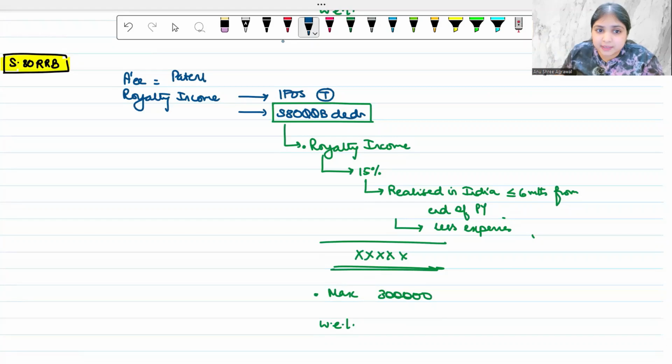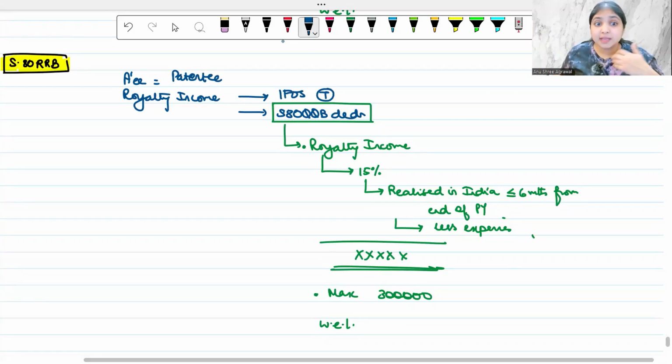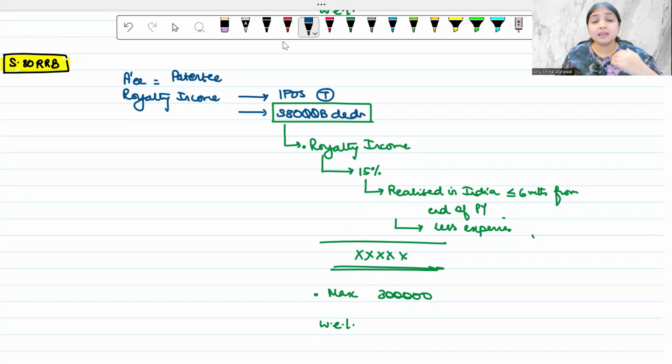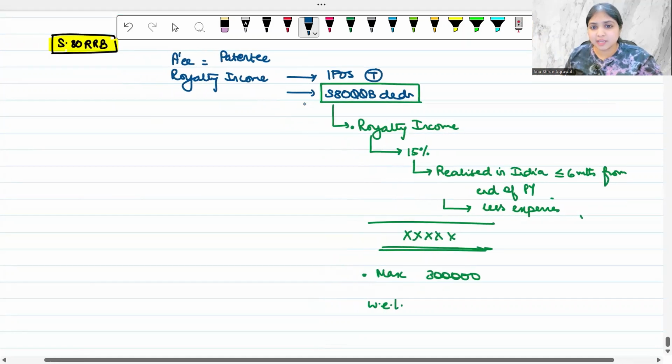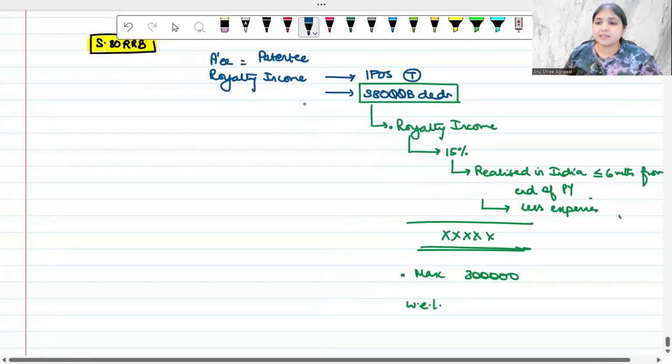Assessee is a patentee, as in he has a patent which is registered in his name. He has invented something, and that invention is also patented and he has a patent in his name. So he's a patentee, and from this patent, whatever royalty income he earns, this royalty income is again going to be taxed under the IFOS head, and apart from that, assessee will also get 80 RRB deduction.